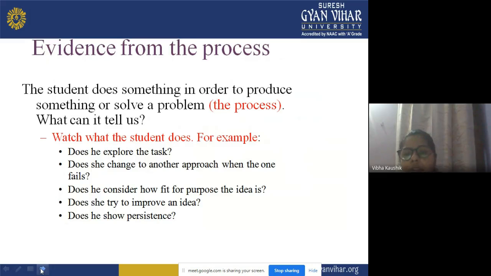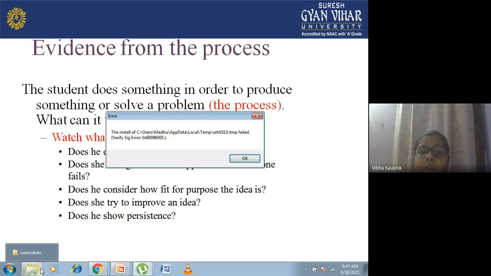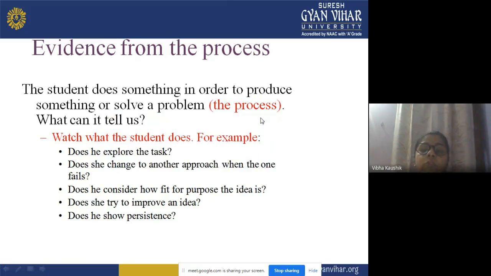Evidence from the process means you will get to know the creative abilities and creative thinking of the student during the process which they have adopted to get the solution of the problem. The student does something in order to produce something or solve a problem. What can the process tell us? It can tell us first what the student does. For example, does he explore the task?